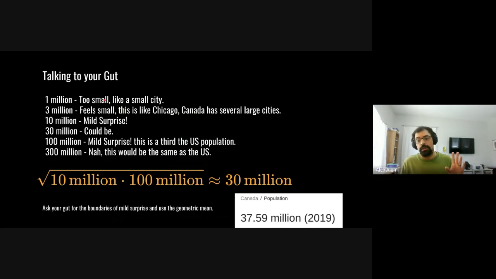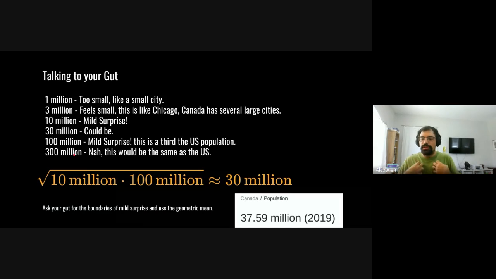Now my gut's like, oh, I would be mildly surprised if somebody told me Canada has less than 10 million people. It feels like an edge for me. This is a personal thing, but for me, 10 million, I'd be mildly surprised if somebody told me Canada had less than that. So then I keep going up. 30 million, I don't know, sure. 100 million, you know what? I would be mildly surprised if somebody told me Canada had more than 100 million, because I know that the US has like 300 million, and I know that Canada is smaller than the US. So once you get to 100 million, I'm mildly surprised, because once you get to 300 million, I know that it's not bigger than that.